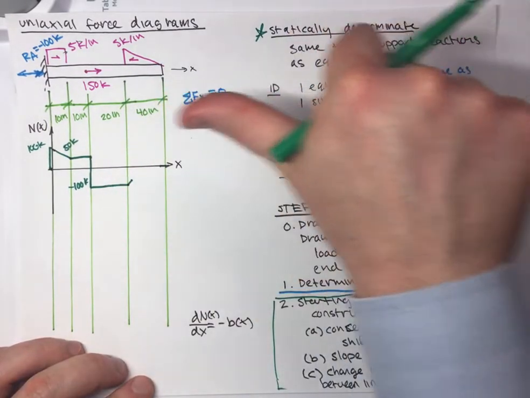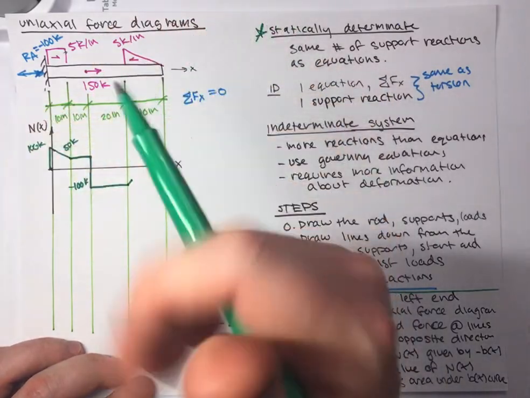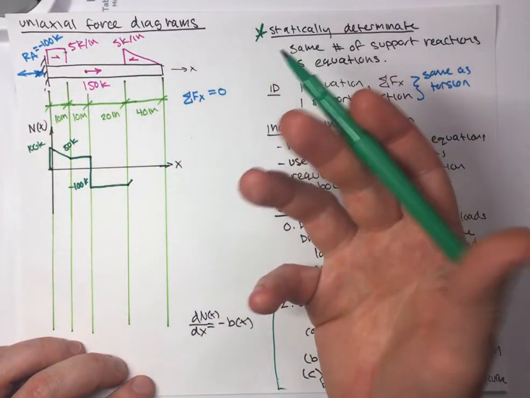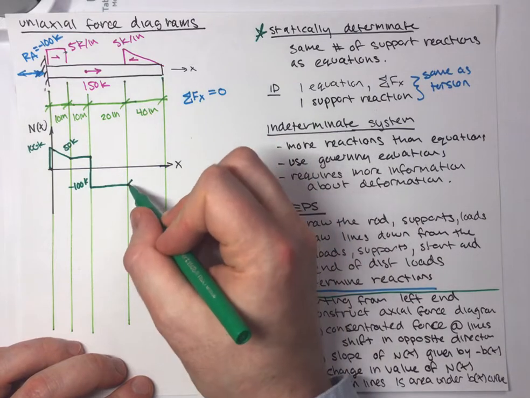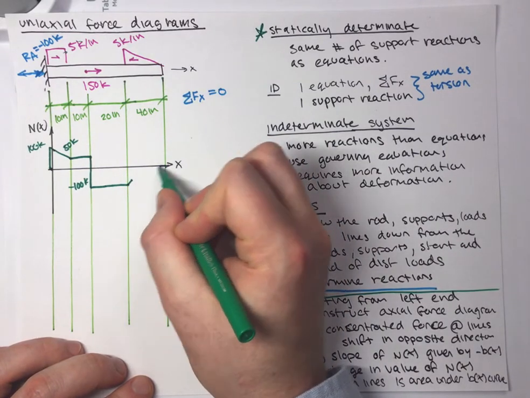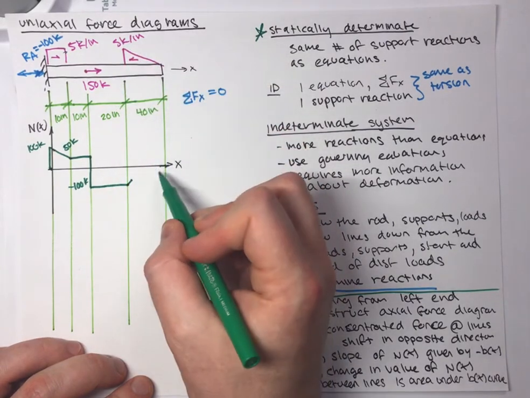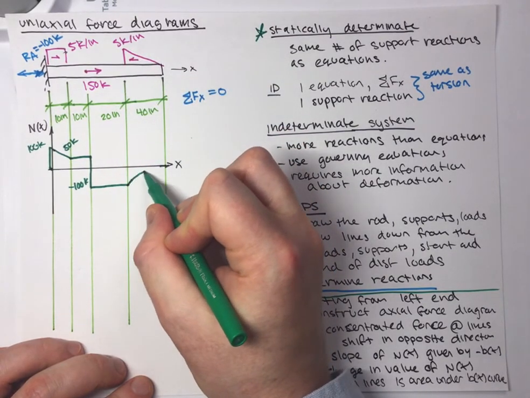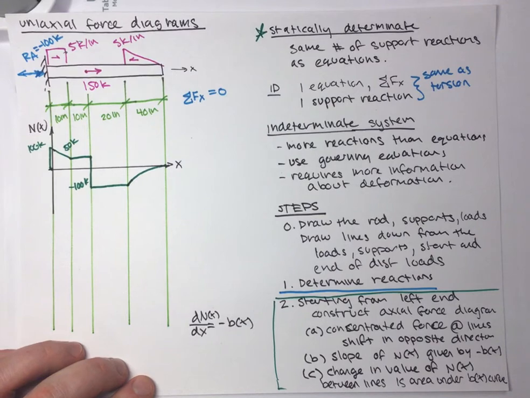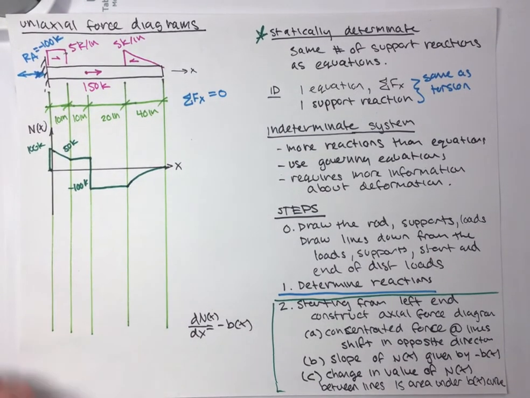So again, the value is negative, which means that we're going to add 100, so we're going to do the opposite. And so that means we're going to go from negative 100 to 0. We're going to have a slope of 5 here and 0 there, and so we should end up with a curve that looks like that. And so there you go. Now we've drawn our axial load diagram.